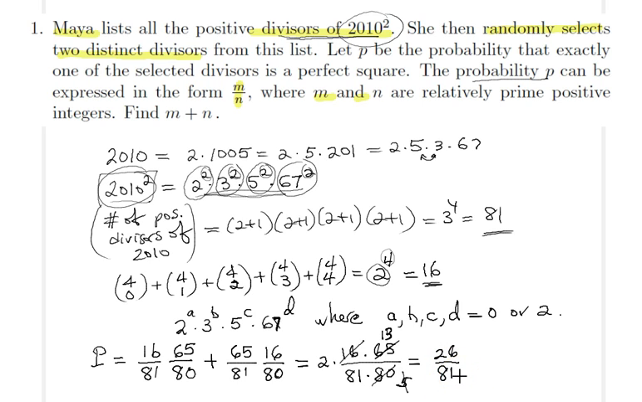So from here, you just realize that's obviously m over n. So m plus n is simply equal to 26 plus 81, which would give us 107. So that's the answer, and that completes our solution.